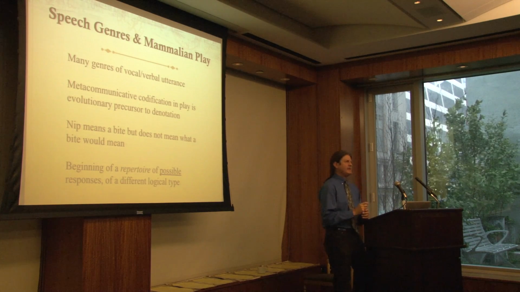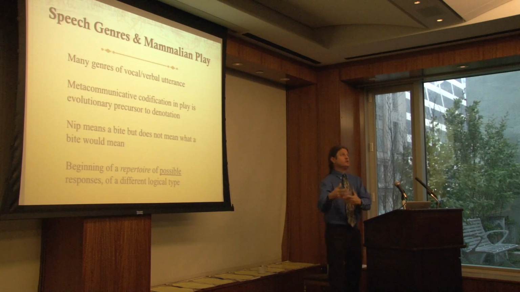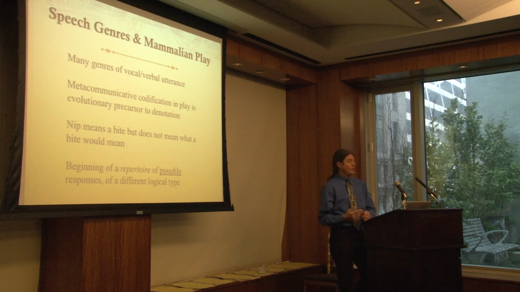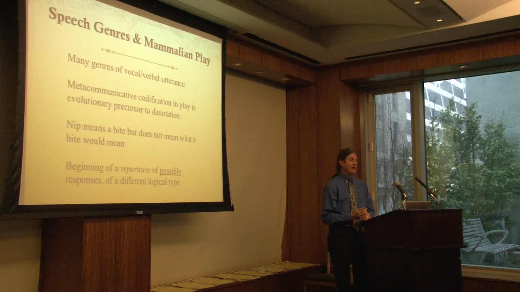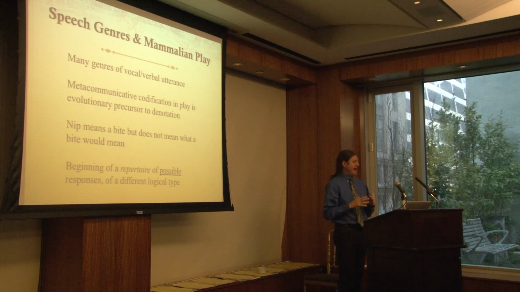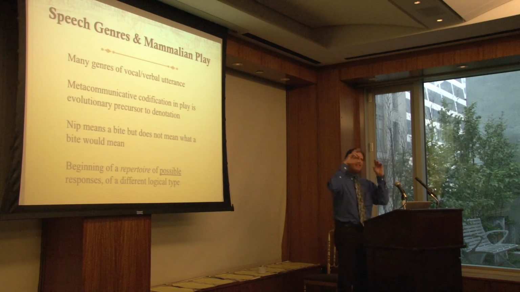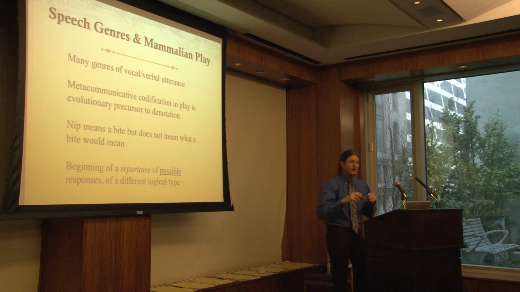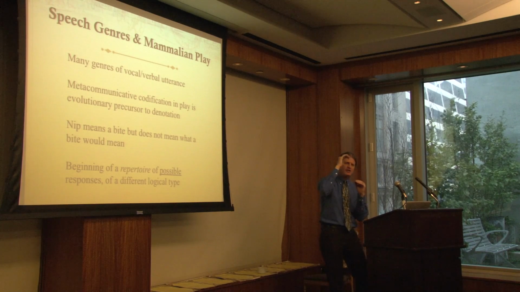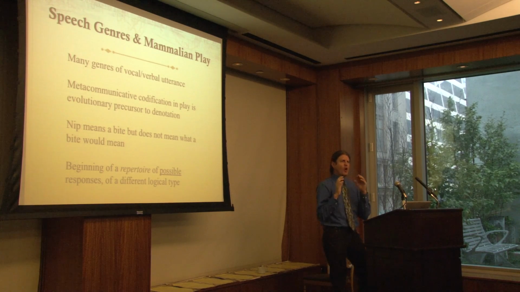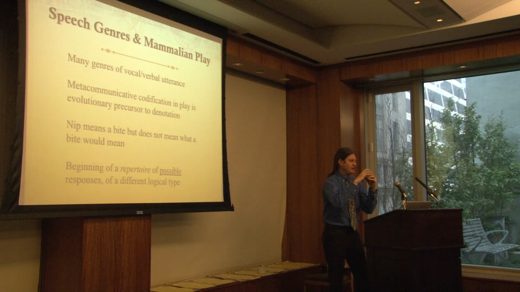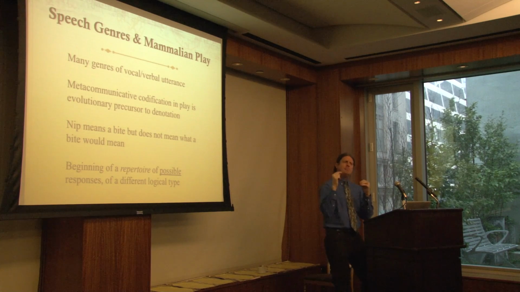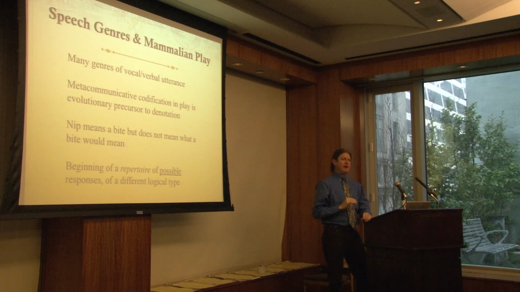And so what is it that made denotative propositions possible evolutionarily? Well, Gregory Bateson says what you need to do is go back and look at mammalian play. When you look at mammals, although they're not giving true statements about the world, they are able to meta-communicatively frame their behavior. So one monkey, instead of biting, nips the other in a playful way. And Bateson says, look, the nip means the bite, but doesn't mean what the bite would mean.